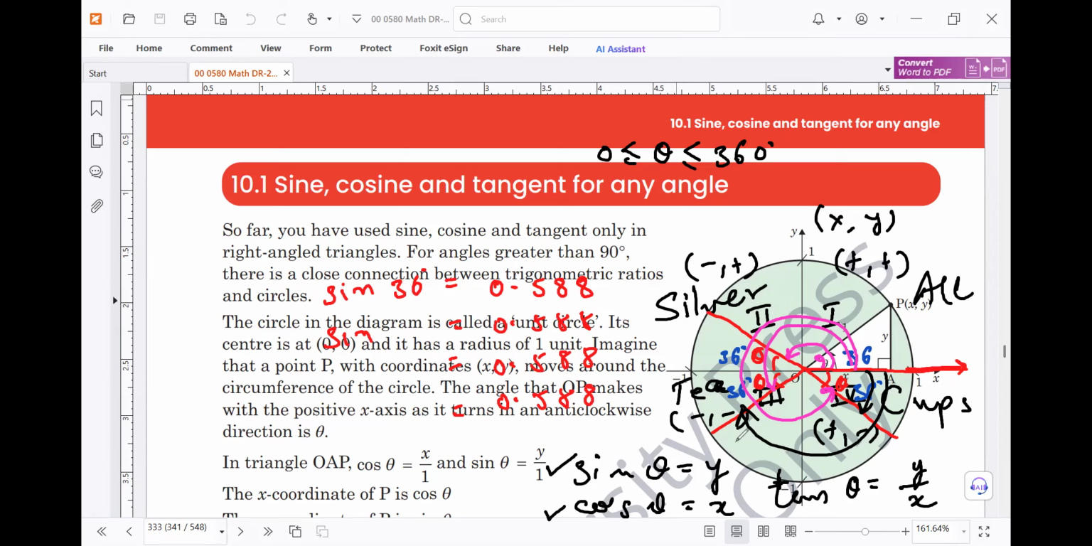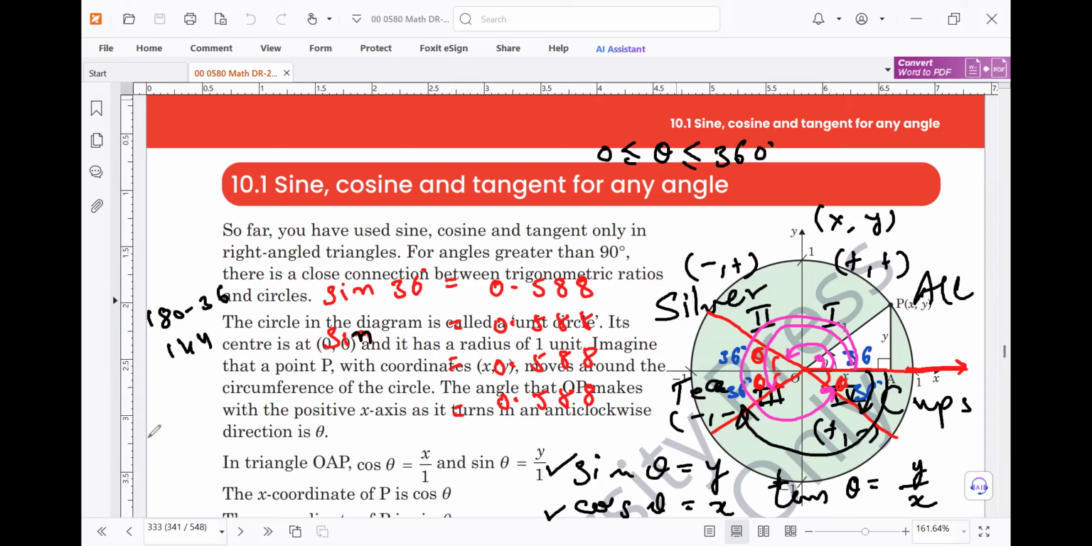Now let's forget about this thing. Let's calculate the angle first. In the second quadrant, what will this angle be? You know this is 0, 90, 180, so you can say it is 180 minus 36, right? 180 minus 36 will be 144, right?